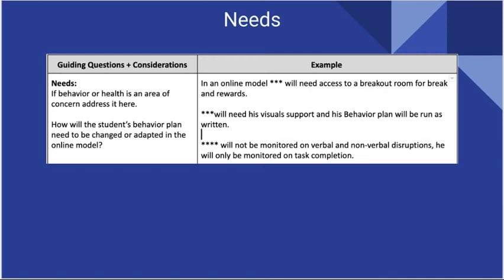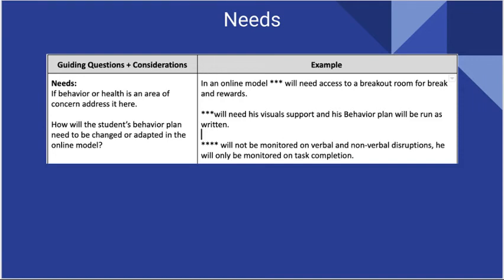The needs section of the individual learning plan relates to health and the student's behavior plan. You will identify how health needs will be addressed in collaboration with your team and the school nurse, and how the behavior intervention plan will need to be changed or addressed in each of the models. In the sample to the right, we have planned for this student to need breakout rooms, visual supports at home, and a change in the behavior goal monitoring.